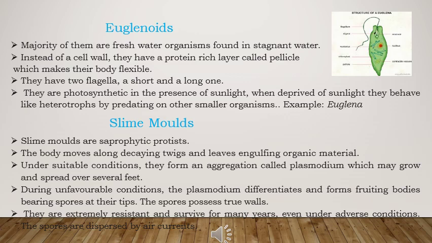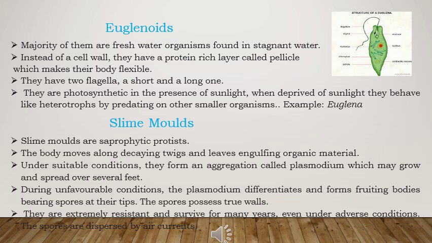Instead of a cell wall, these contain a protein-rich layer called pellicle. This layer makes it flexible, as the cell wall is rigid and it does not have any cell wall, so the body of the euglenoid is flexible in nature. They have two flagella, a short one and a long one. They are photosynthetic in nature, so they have chlorophyll in them.